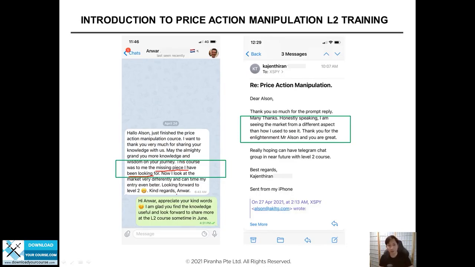So I really appreciate what Anwar mentioned, and Kajitiran also mentioned that he's been seeing the market in a different light, and I'm very happy that I enlightened the way he trades the markets. He's looking forward to the class. A lot of students somehow know that there is a L2 class during that time, and they were looking forward to joining me to learn more about manipulation trading. And many students, I know, actually made back their course fee in a very short period of time as well.